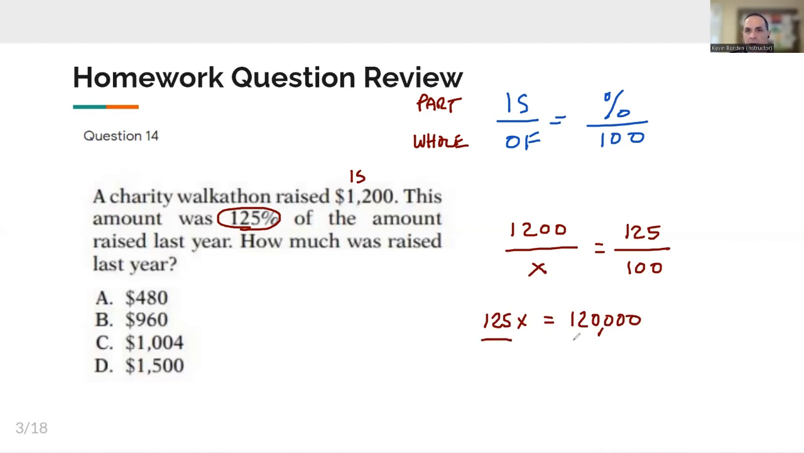That way you're kind of done with that part of the calculation. Finally, we're going to divide both sides by 125. That cancels this out, and it leaves us with x is equal to 120,000 divided by 125, which should give you exactly $960. Now, one way that we could check this would be to divide 1,200 by 960 and see if it gives us 125%. And it will, but that is a good double check to do in a problem like this.